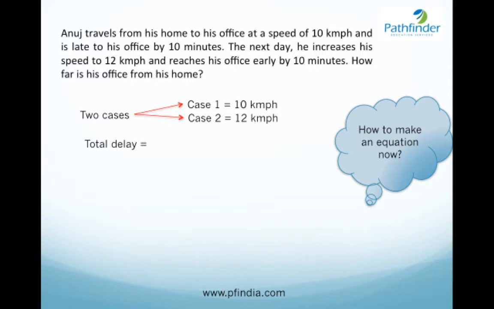And what is the total delay equal to? The total delay is equal to 20 minutes. How do you arrive at this 20 minutes? He is 10 minutes late on the first day and he is 10 minutes early from the standard time on the second day. So for example, if the standard time is 10 o'clock in the morning, on the first day he reaches at 10:10, on the second day he reaches at 9:50. The difference between 9:50 and 10:10 is 20 minutes.